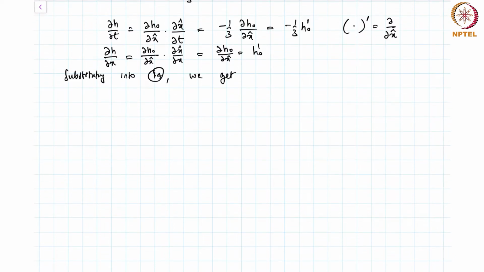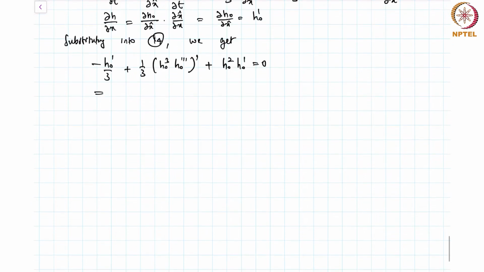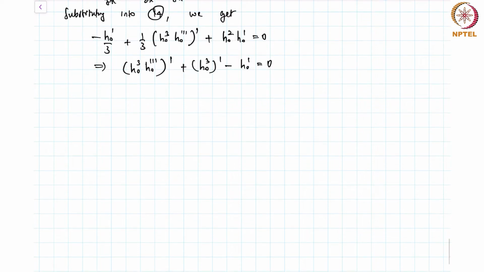Substituting into 14, we simply get minus h naught prime by 3 plus 1 by 3 times h naught cube h naught triple prime whole prime plus h naught square h naught prime is 0. We can do some rearrangement here. The rearrangement is as follows. We can get h naught cube h naught triple prime whole prime plus h naught cube whole prime minus h naught prime is 0, and therefore I can integrate it once.